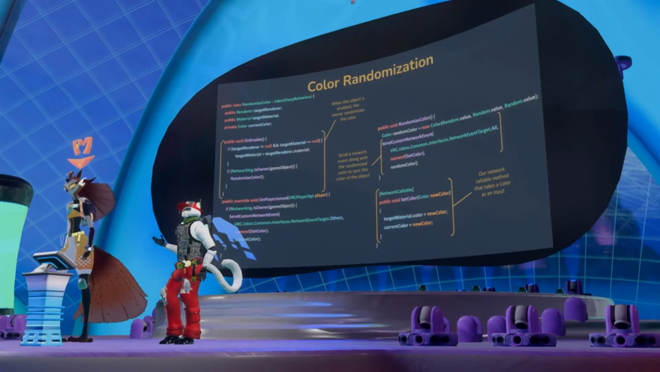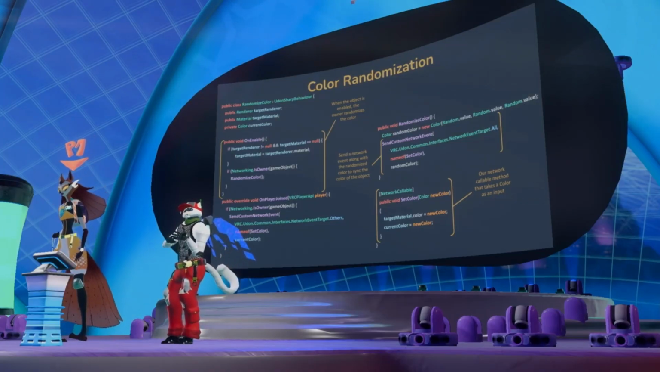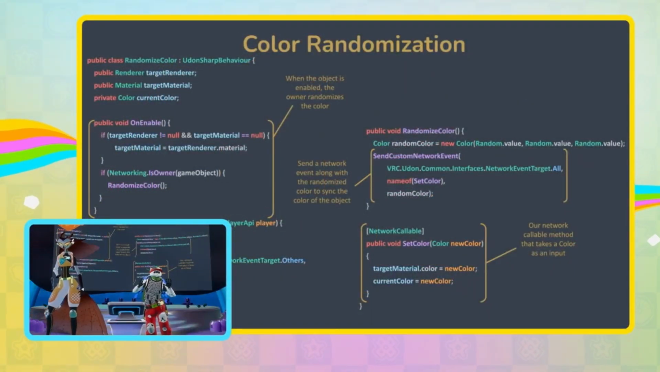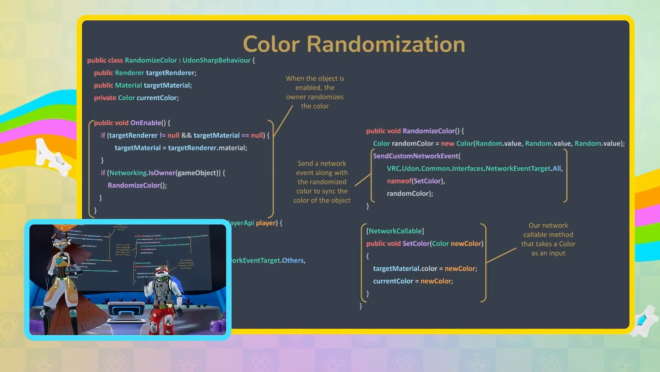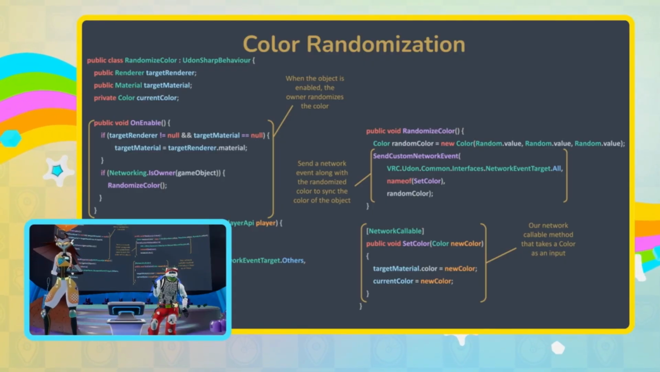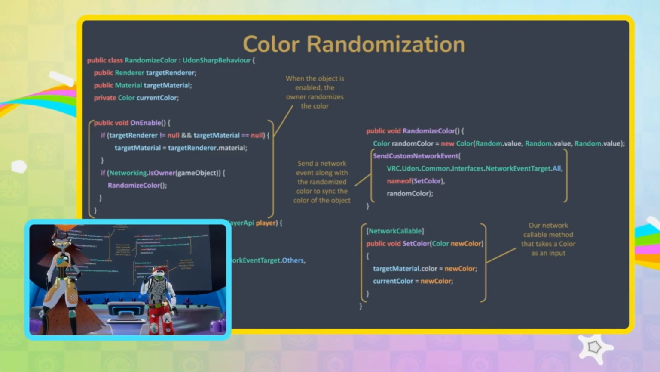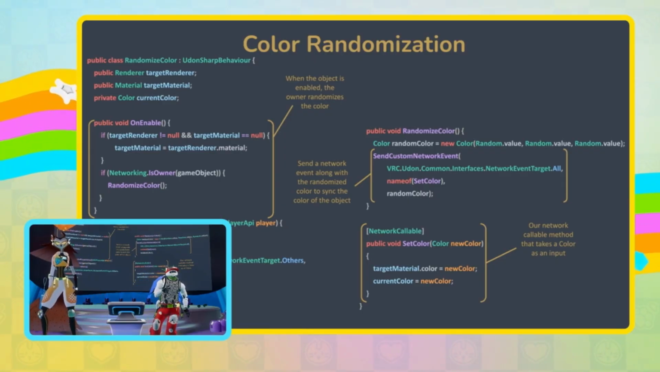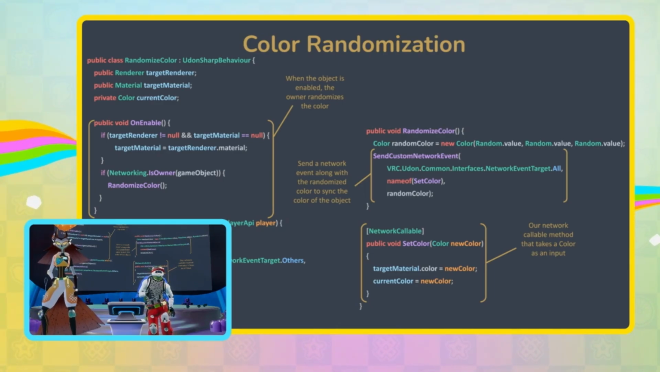So how do we do our color randomization? Well, we have a couple things. We have our renderer, our material, and our color. And then we have the onEnable function. This function basically says whenever this function is enabled or turned on, then we want to do something. So whenever this turns on, we want to randomize the color. So we check if we're the owner of the object, then we randomize the color.